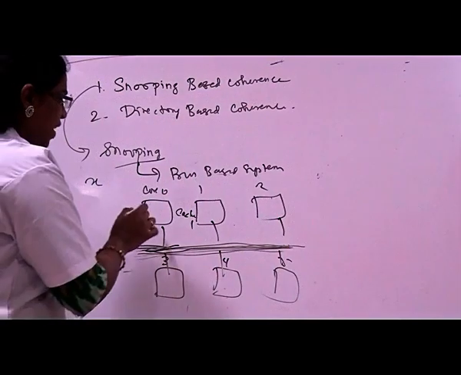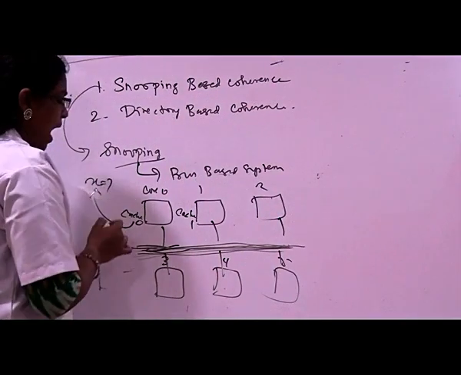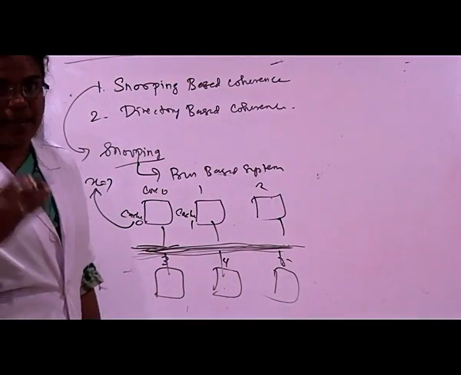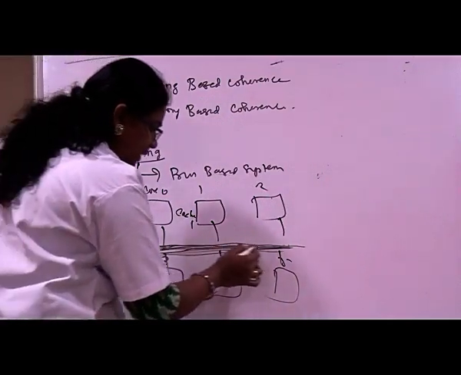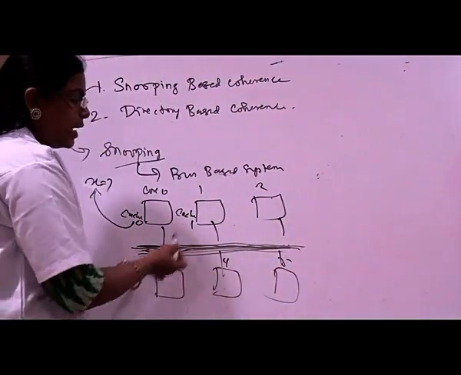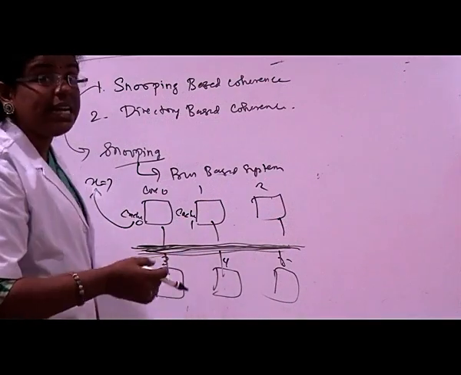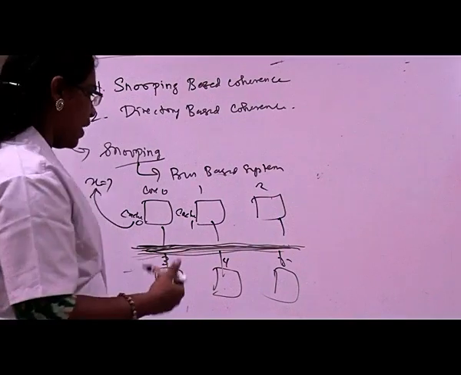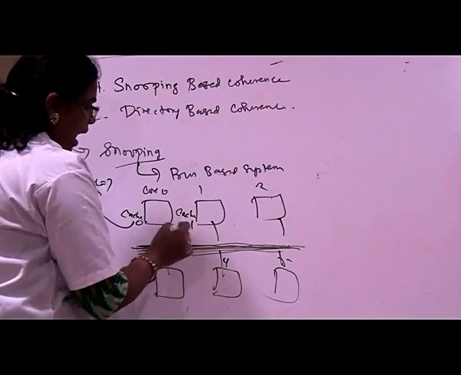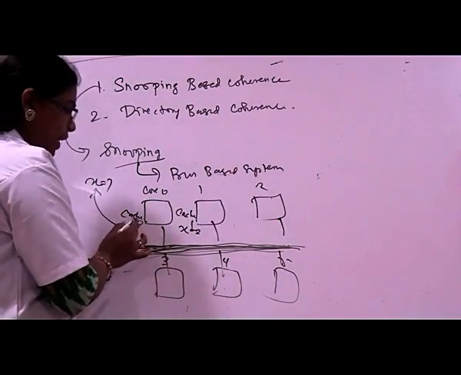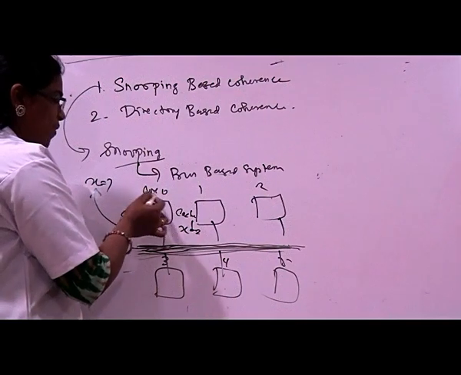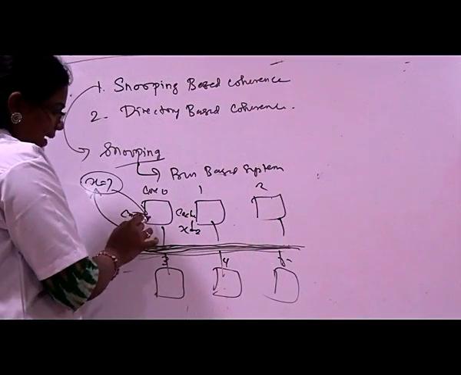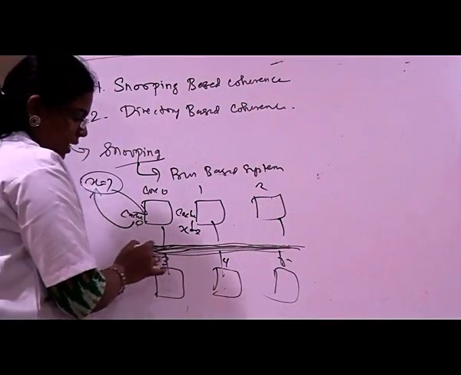What happens when I try to write a value to X? I will broadcast a message that I have updated the value of X. That message is broadcast in the interconnect, so that all the cores connected to that interconnect can see that message and they can invalidate the value of X. Because cache 1 has X, and initially that is 2. Now core 0 has updated the value of X to 7, that is updated in cache 0. That message will be broadcast in the interconnect.